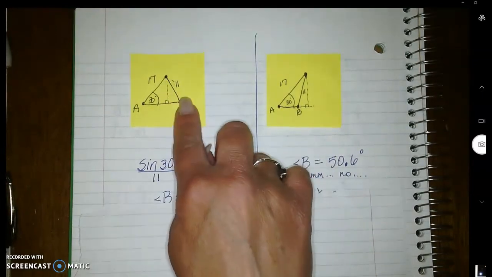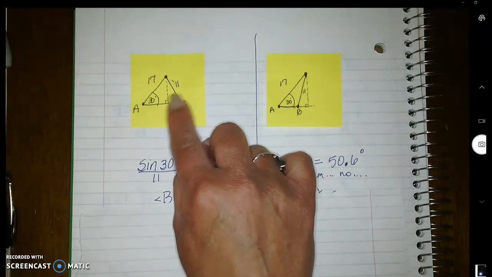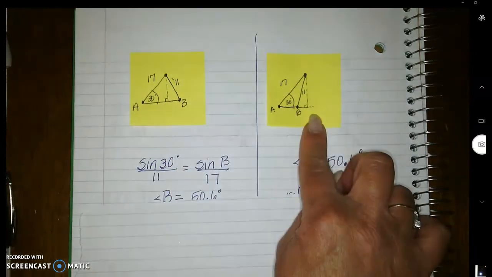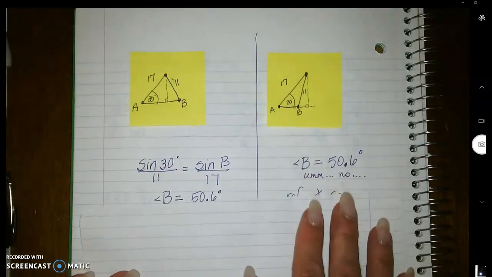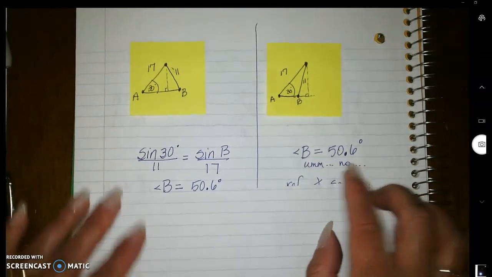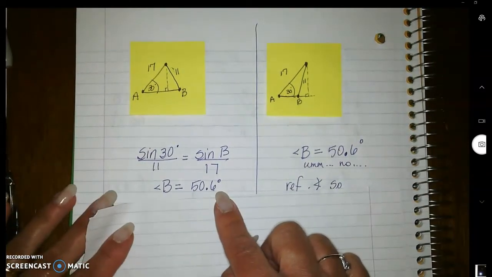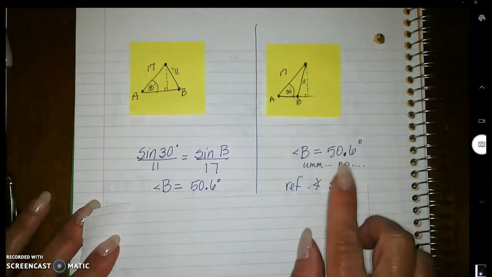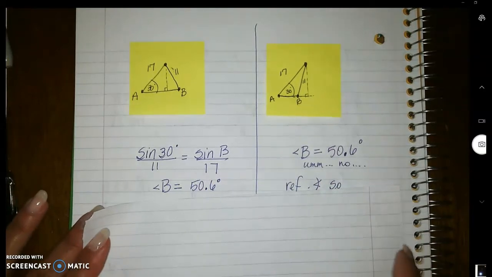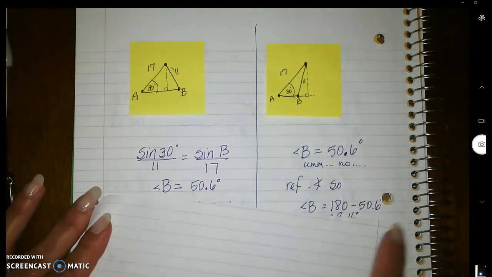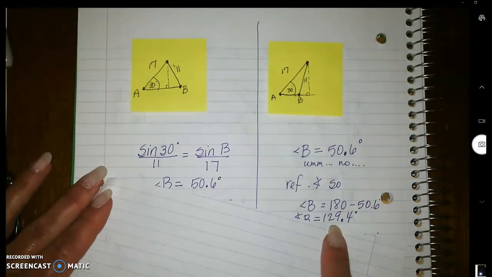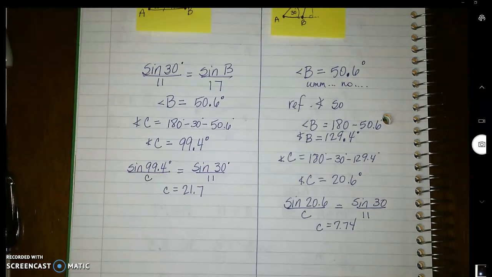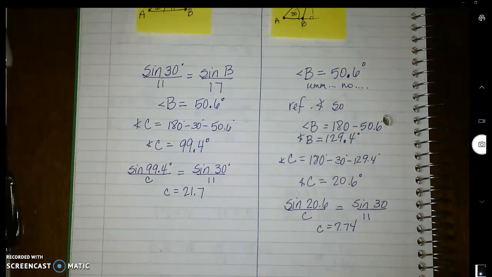Because 11 is between the height and 17, it can look like this or it can look like this. Now when you go to set it up, you're going to end up with angle B to be 50.6 degrees, so close to 51. But on this triangle, angle B is actually obtuse, and so you have to use a reference angle. And so angle B is actually going to equal 129.4. I went ahead and set up all of the different proportions and found them, but I'm going to go over this a little bit slower in the next video for you.